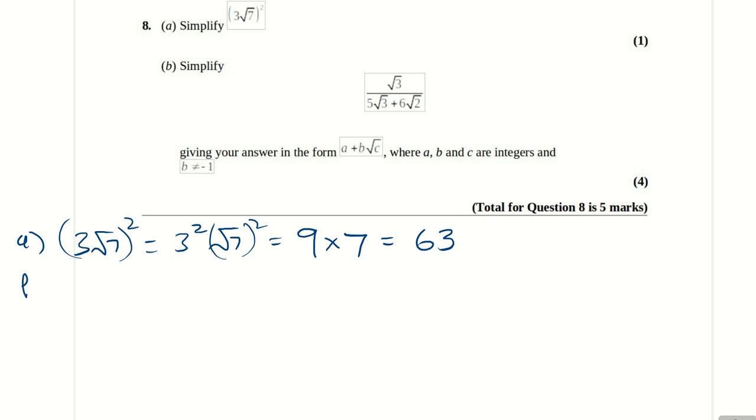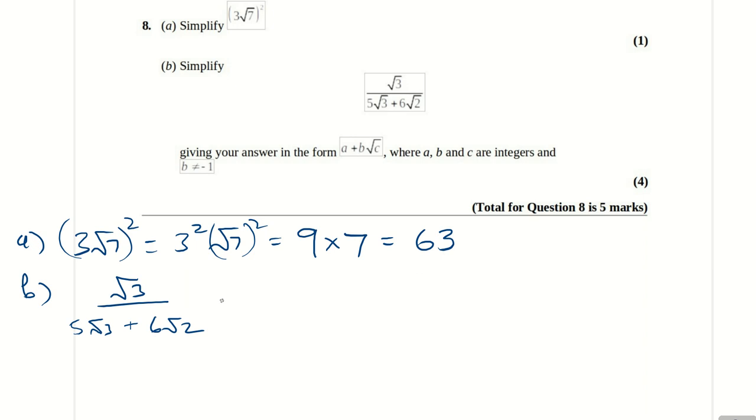Done. Part B. Root 3 over 5 root 3 plus 6 root 2. Now remember, we want that in the form a plus b root c. So in other words, we want to get rid of the square roots from the bottom, otherwise known as rationalising the denominator. And b is not allowed to be minus 1.